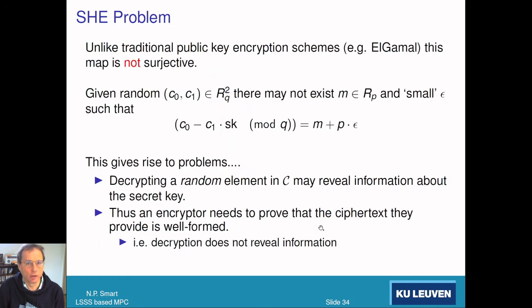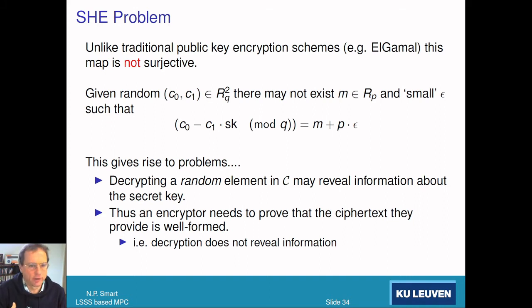That's how decryption works. Now the problem is that, unlike traditional public key schemes, for example ElGamal, where you can think of C0, C1 as like C0 and C1 in ElGamal, in ElGamal every C0 and C1 is a valid ciphertext. It's an encryption of something. Whereas that's not true here. A random C0 and C1 might not encrypt anything, because there might not exist a message in the plaintext space and a small epsilon such that the decryption equation gives us m plus p times epsilon.